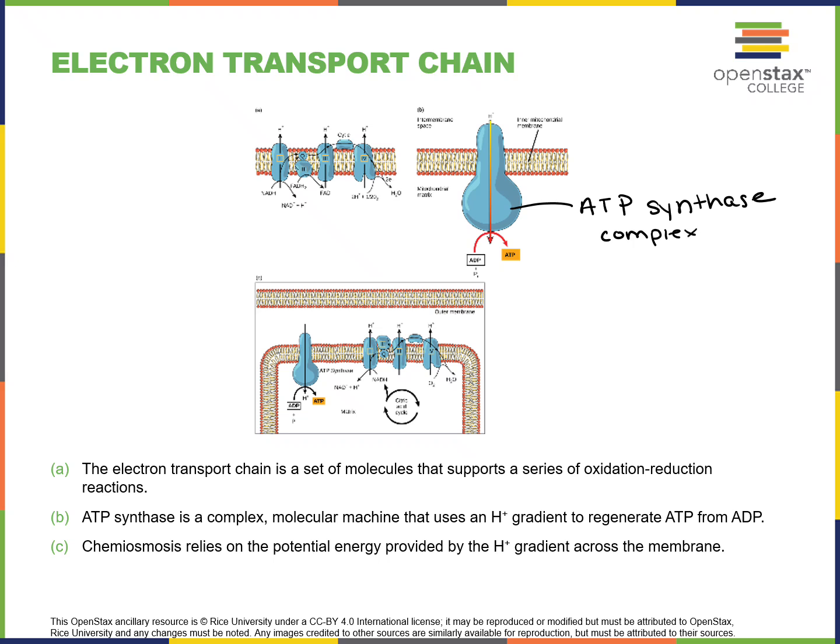This ATP synthase complex uses a proton gradient to make ATP. It's kind of like a crank that pumps out ATP. It uses that energy from those hydrogens to pump out ATPs. Almost like, I'm realizing now that you can't see me, but it's like one of those old school window cranks that you used to have in your car.